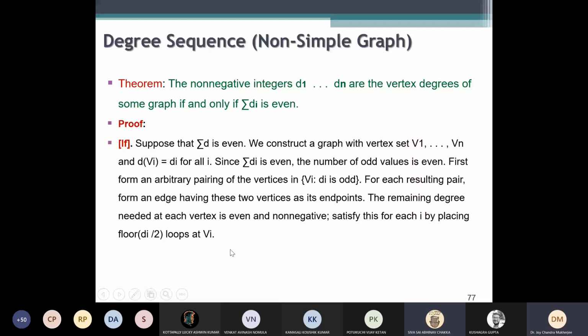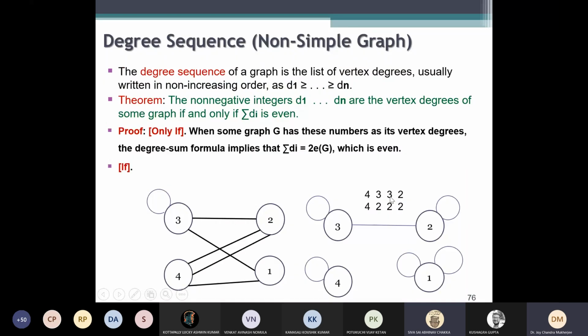So basically I will again repeat, since the summation of degrees is even, we know that the number of odd numbers will be even here. So we will pair up these odd combinations and place edges between them. So this is vertex 2 and this is vertex 3. So 2 3 के बीच में मैं एक edge डाल दिया, and if I see how the degree sequence changes, 4 2 2 2.